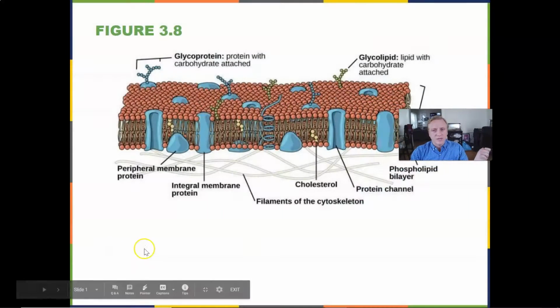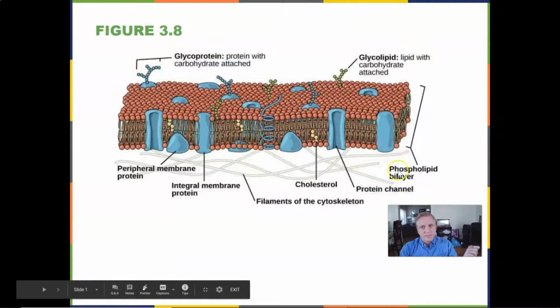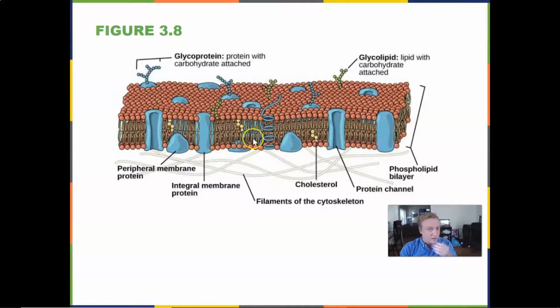So let's just check out some of these ideas from chapter 3. I just wanted to put a picture here of the phospholipid bilayer. This is the layer around every single one of your cells. In fact, a layer very similar to this one is around every single cell, whether it is prokaryotic or eukaryotic. Remember, prokaryotic cells still have a cell membrane, but they don't have membrane-bound organelles.